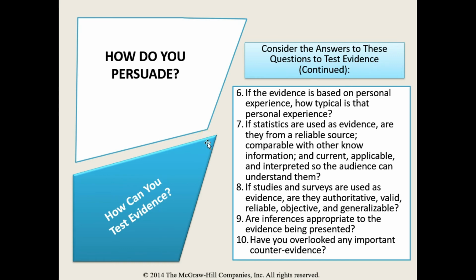If statistics are used as evidence, are they from a reliable source? Like I keep telling you, statistics can lie based on who is collecting and who's giving them. Compare with other information that you know about. Is it current? Is it applicable? Can it be interpreted differently so the audience can actually understand them? Or are they skewed so only you understand them? Or maybe you don't even understand them, but the people that created it understood them. And they understood that they want the numbers to misrepresent something.